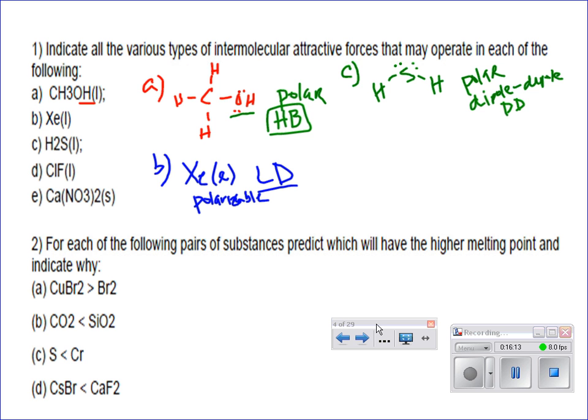Okay, what about D? That's pretty easy to recognize as polar or nonpolar. It's just Cl attached to F. What does that have to be? Polar. And what is it? What's the force? May the force be with you. Polar, it is dipole-dipole. DD. And the last one's kind of a trick. Watch it. It's a trick. It's a trap.